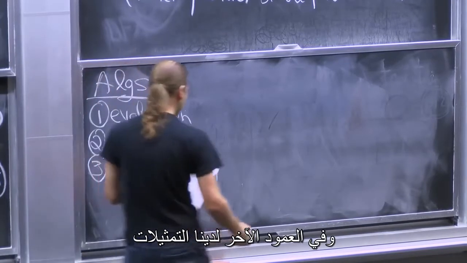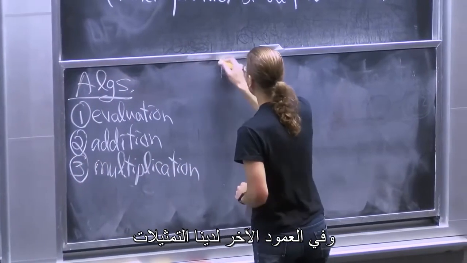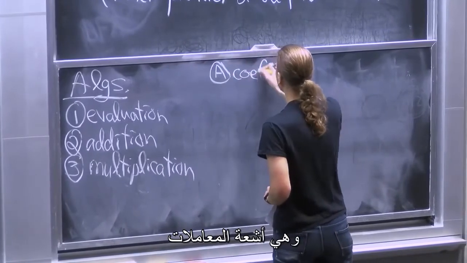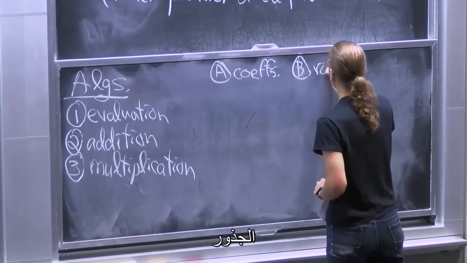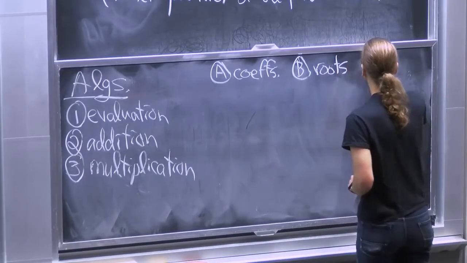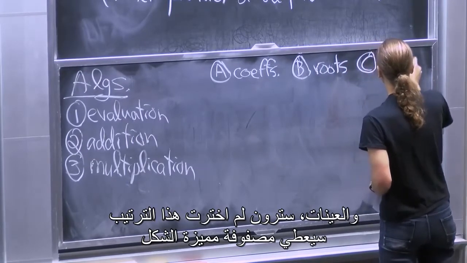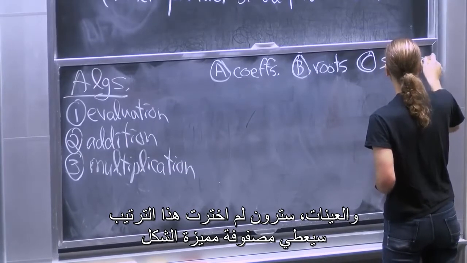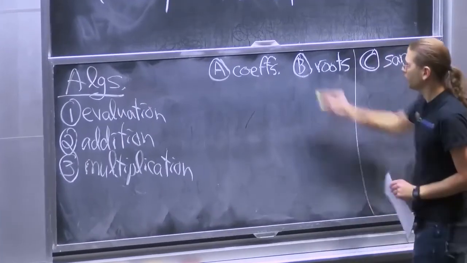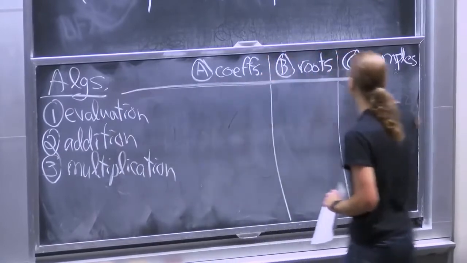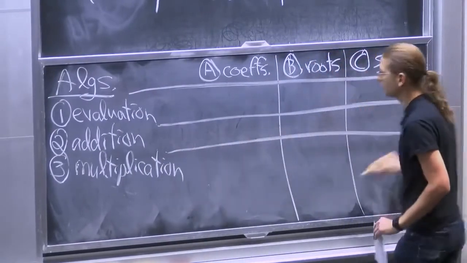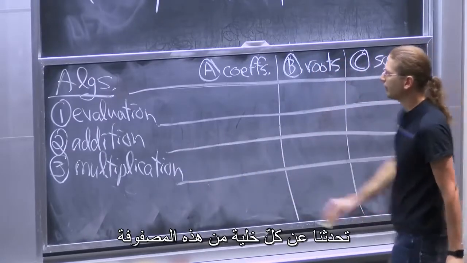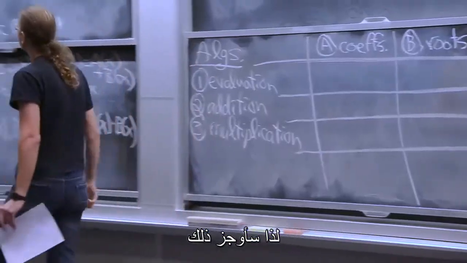And on the other axis, we have our representations, which are coefficient vectors, roots, and samples. You'll see why I chose this order in a moment. It makes for a nice, pretty matrix. So we've talked about almost every cell in this matrix, but let me just summarize.